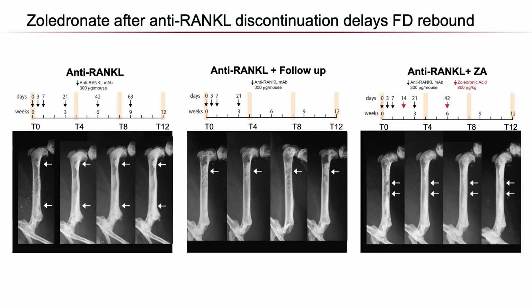But then when we administer zoledronate, we can see these clear lytic lesions here that are first of all reverted, that we don't see them anymore in the 3 weeks of the anti-RANK ligand, and then we can see that the administration of zoledronate prevented the disease rebound, or at least delayed the disease rebound, and no new lesions developed during the treatment.